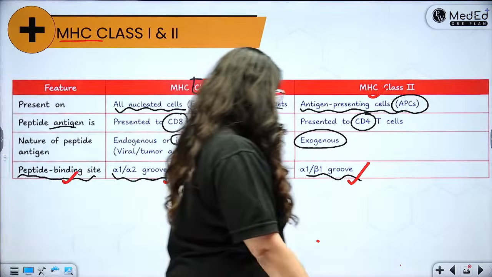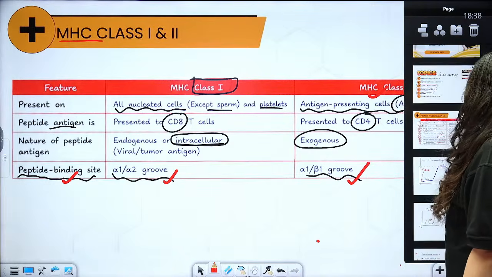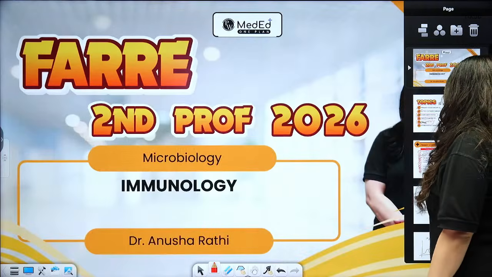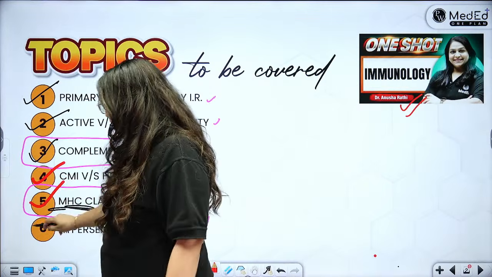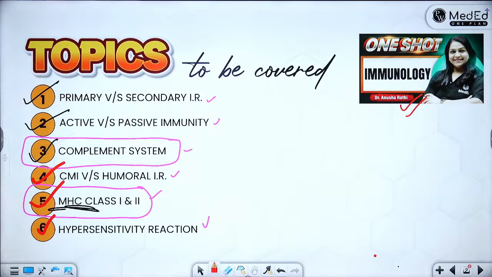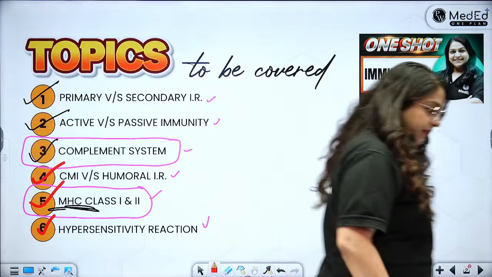Otherwise, we can move on to the last topic, which is hypersensitivity. So, we are done with CMI, we are done with MHC, and lastly, we are going to get done with your hypersensitivity reaction.